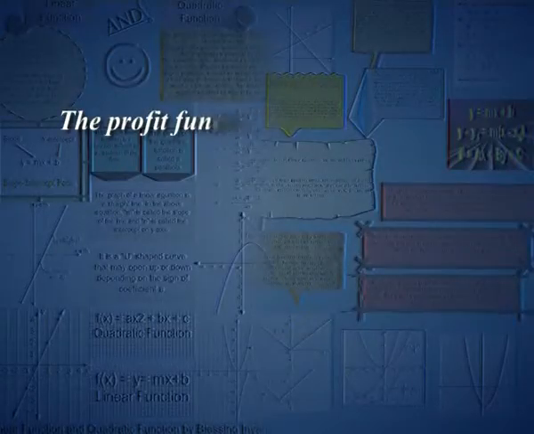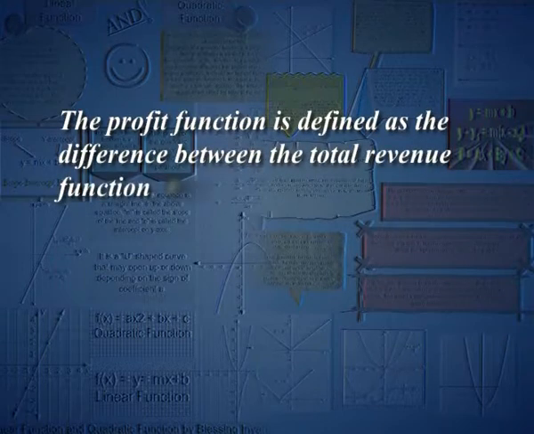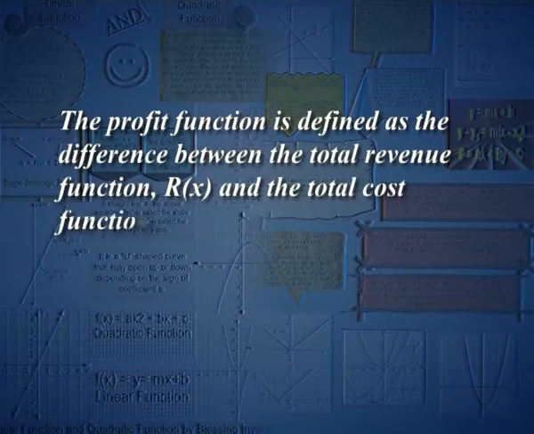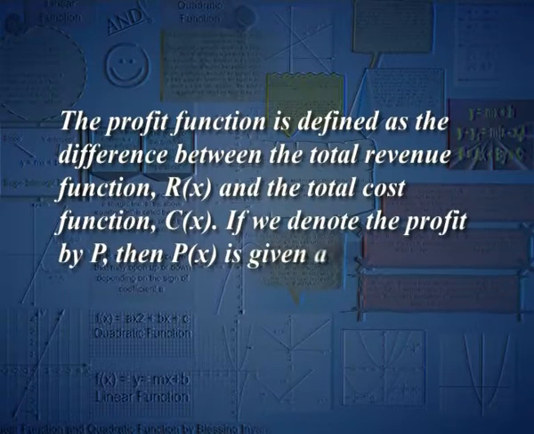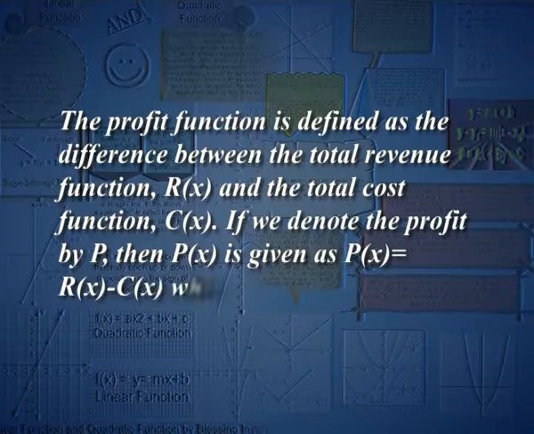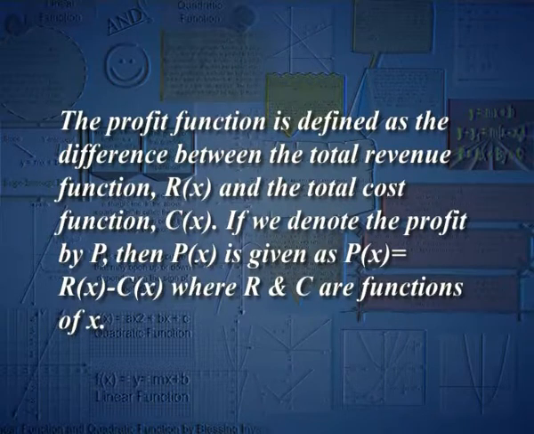Let's come to profit function. Now, what is a profit function? The profit function is defined as the difference between the total revenue function, which is given by R of x, and the total cost function, which is given by capital C of x. If we denote the profit by capital P, then P of x is given as R of x minus C of x, where R and C are the functions of x.